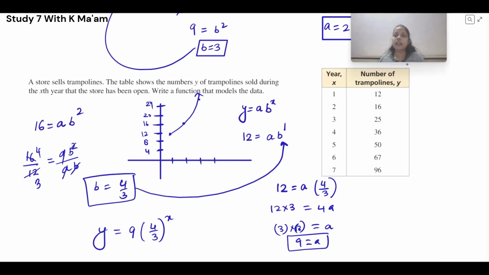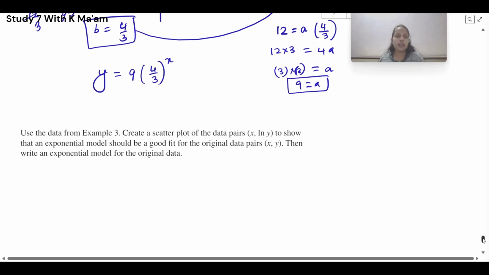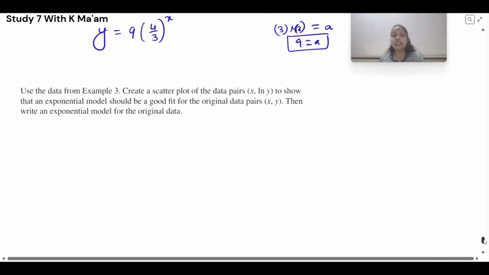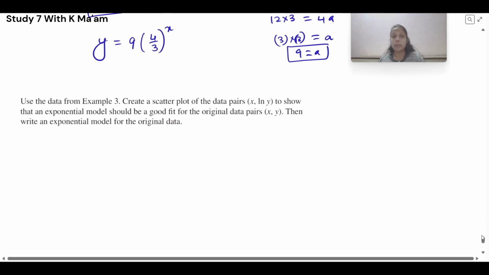Okay. Next question. Use the data from example 3. Create a scatter plot of the data pairs x and log y. We need a calculator here.